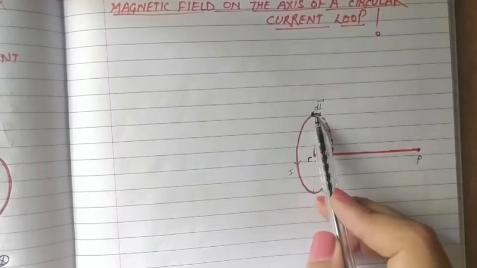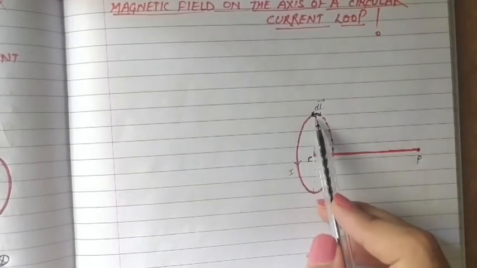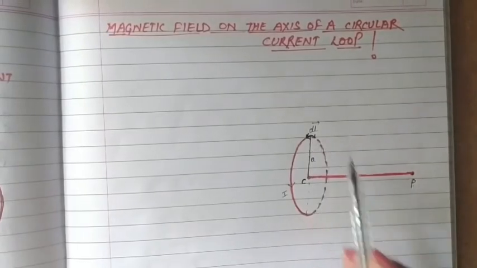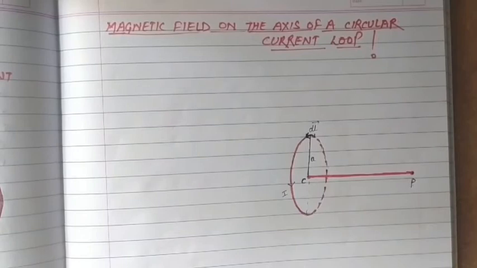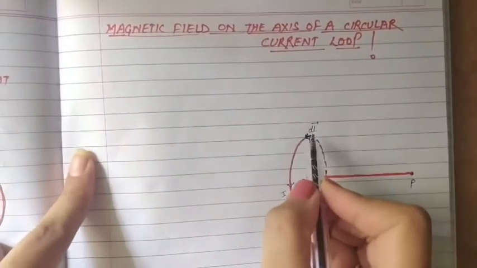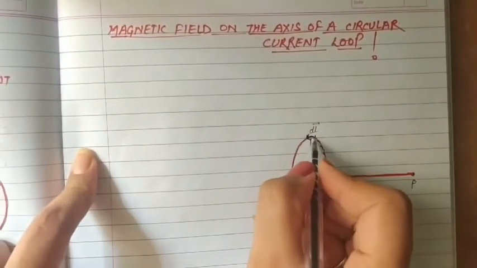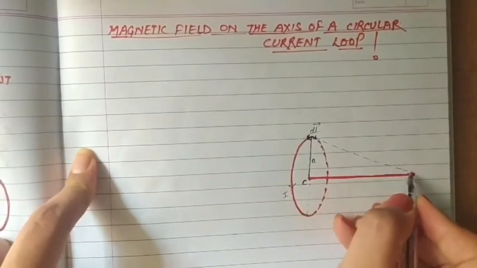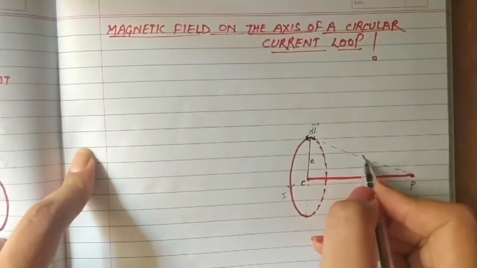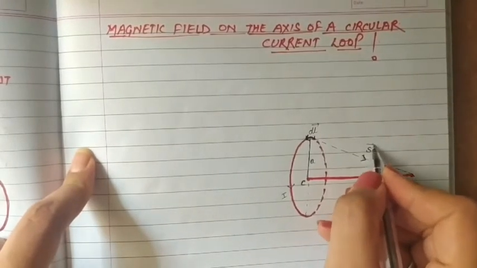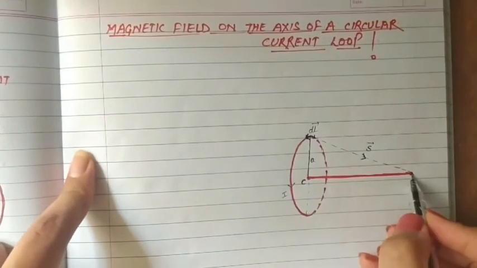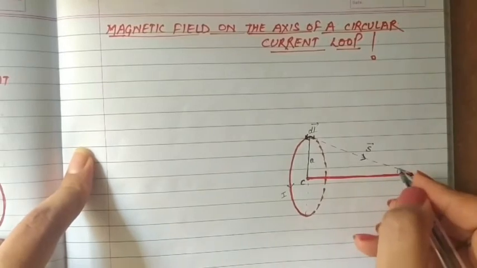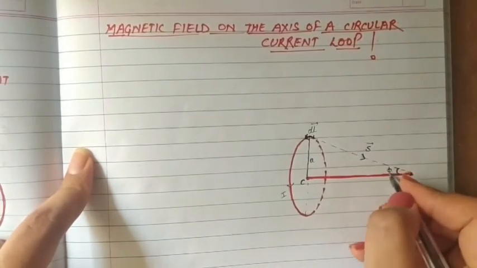For that we consider a single element. For this current element we first find the magnetic field strength, and after that we integrate that magnetic field strength over the whole loop. Let the distance of this current element from the observation point be S vector. This is the position vector of point P, the observation point, from the current element. The angle that is formed here, let that angle be phi.